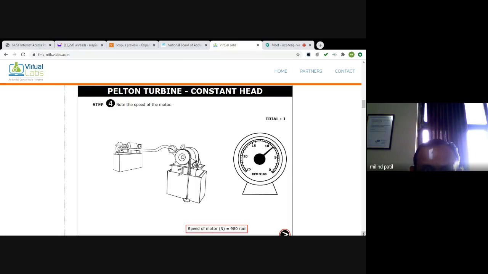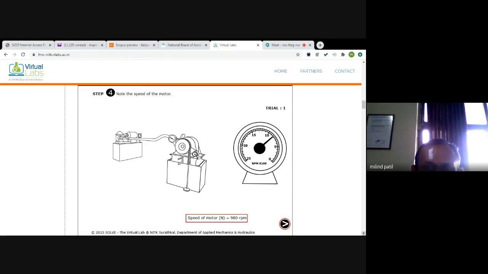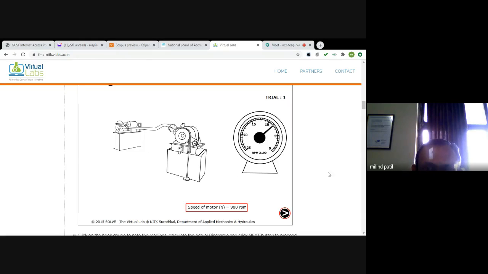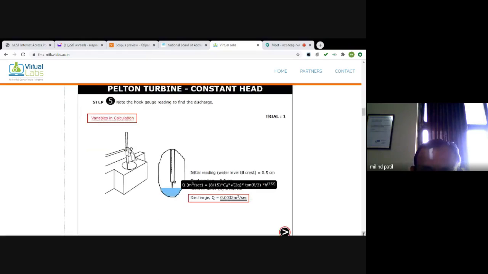In the next stage, you just have to monitor the speed, read the speed that the tachometer is showing to you. The speed is available. Just go on clicking next. You will be provided with this number of slides.